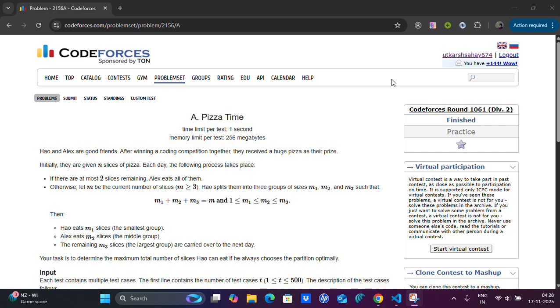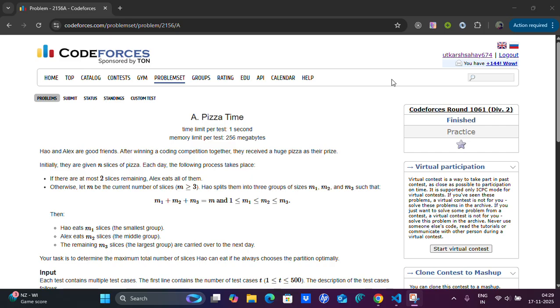The question says, Howard and Alex are good friends. After winning a coding competition together, they received a huge pizza as their prize. Initially, there are n slices of pizza. Each day, the following process takes place. If there are at most two slices remaining, Alex eats all of them. Otherwise, let m be the current number of slices, where m is greater than or equal to 3.